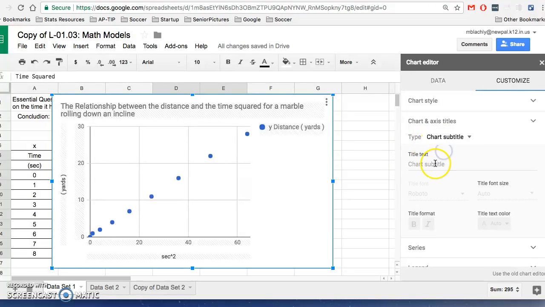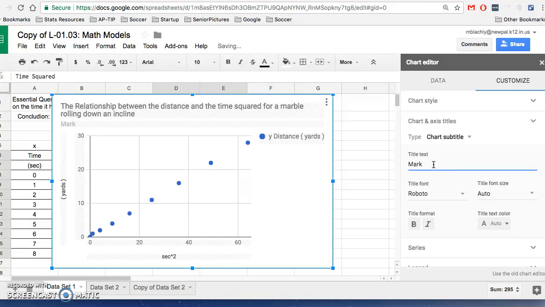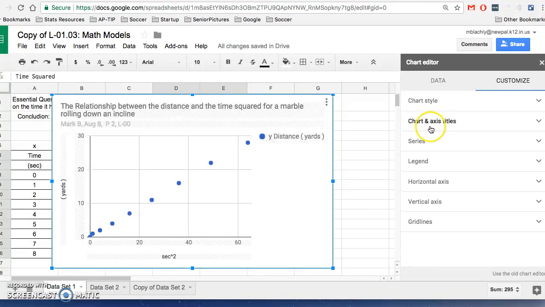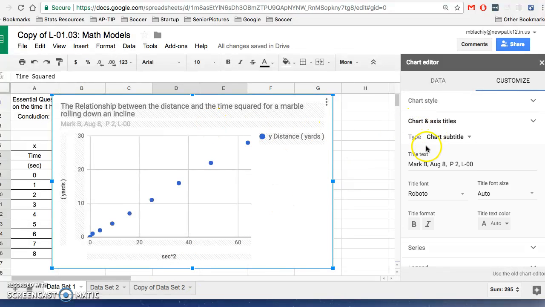We're going to go to subtitle. Our subtitles are always the same. It is our name, a delimiter, the date, the period, so this is period 2 for example, and this is lab 00 or whatever lab it is. Okay, and that's the end of our labels, and you can see they all showed up here, the title and the subtitle. Next we go to where it said chart title and subtitle, we can go to horizontal axis label.